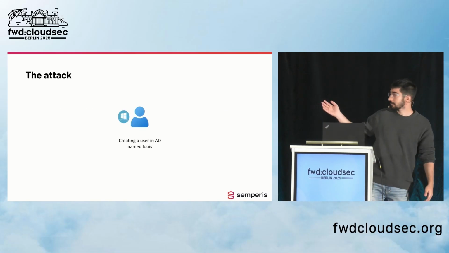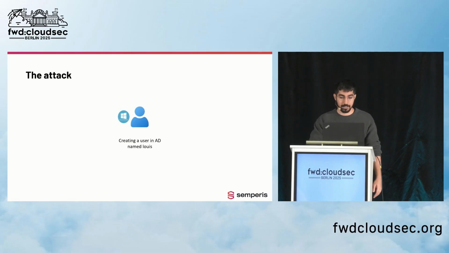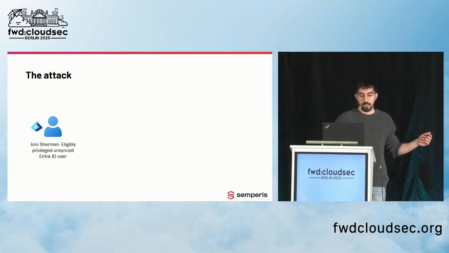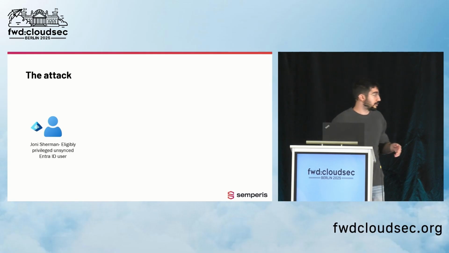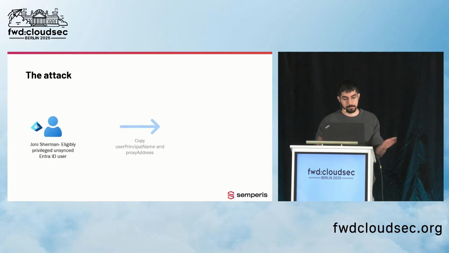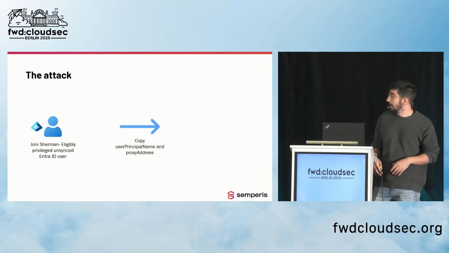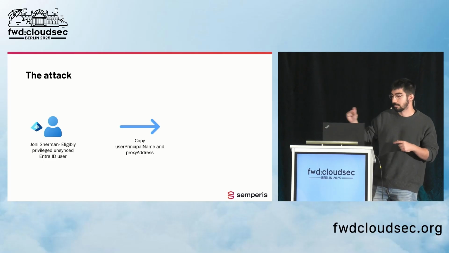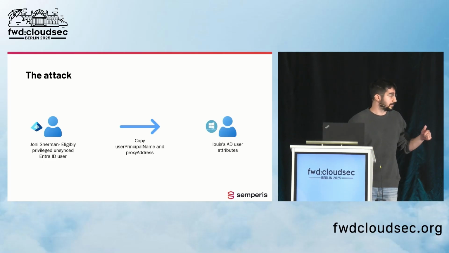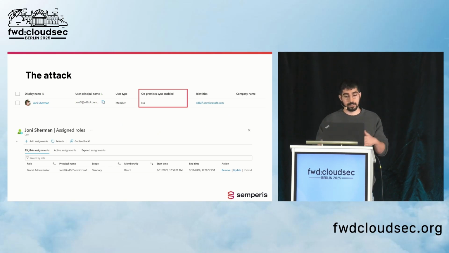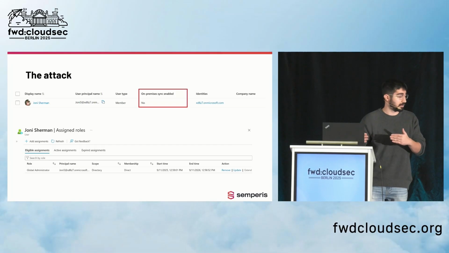We'll create a user in AD named Louis. We also have a user in Entra ID named Johnny Sherman, which is an eligibly privileged, unsynced Entra ID user. I'm going to use the word sync a lot, just so you know. We're going to copy the username, user principal name, and proxy address to Louis' AD user. Once that happens, we'll wait for it to sync, and then the password will also be synced.